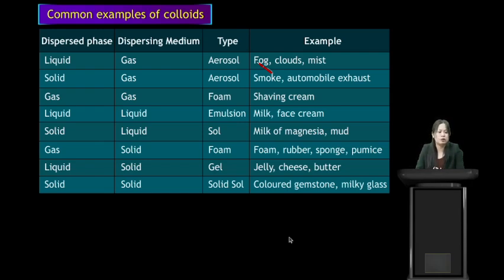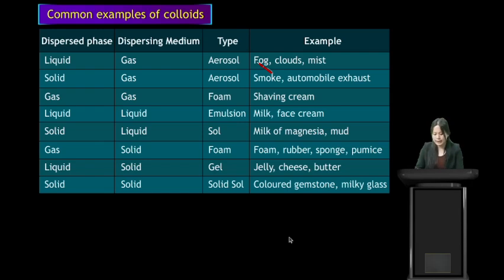We have also seen the different components of a colloidal solution: the dispersed phase and the dispersing medium. The solute-like component, or the dispersed particle, is called the dispersed phase, and the solvent-like component in which the dispersed phase is suspended is known as the dispersion medium. We have also seen different examples of colloids along with the dispersed phase, dispersion medium, and the type of colloid. I hope you are clear with what we have discussed today.